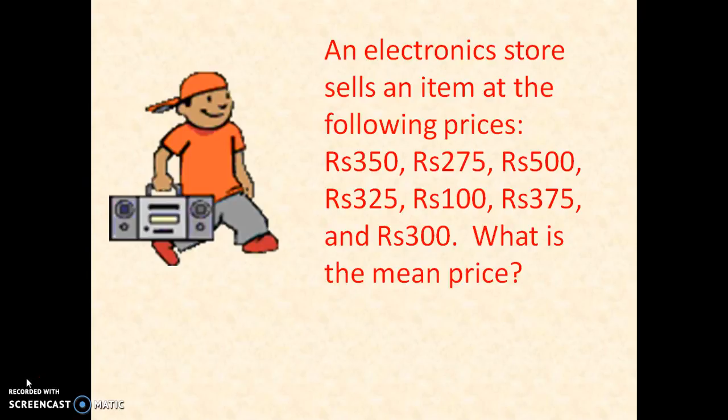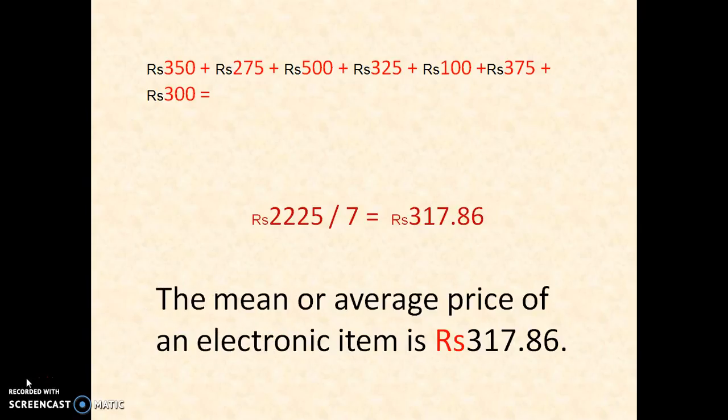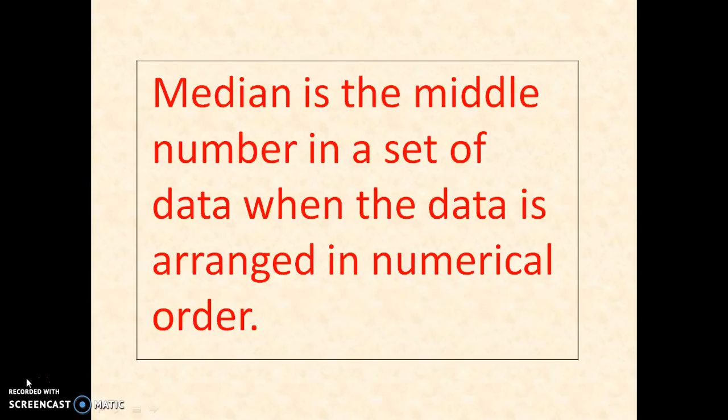Now let us take an example. An electronic store sells an item at the following rates, and what could be the mean price for this? It's nothing but taking the sum. That sum comes out to be 2225. It's divided by 7, the number of such prices, which gives you the mean of 317.86 rupees. This is your mean.